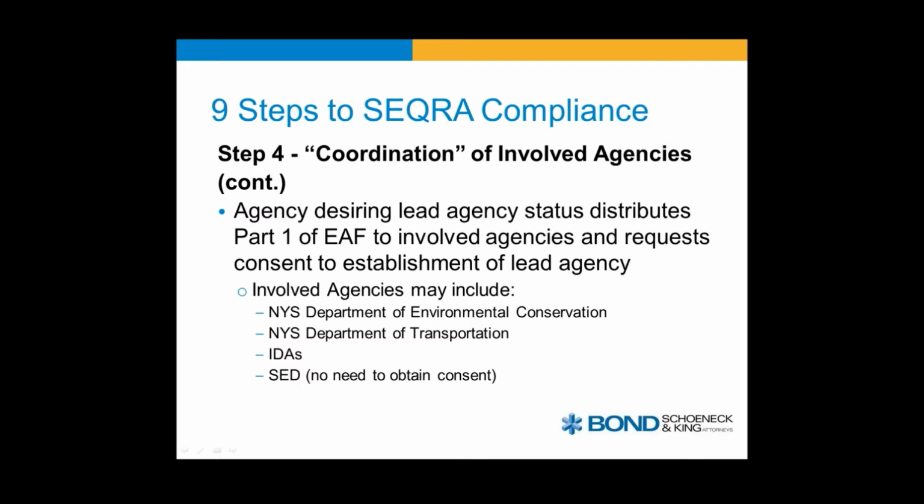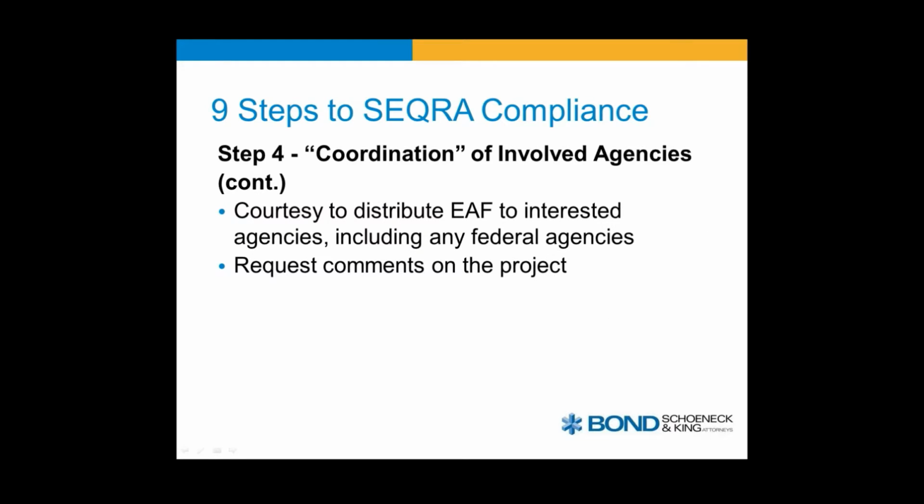And so this is the process that I just discussed. The agency desiring to act as lead agency distributes Part 1 of the EAF to the involved agencies and requests consent. Typical involved agencies often include the DEC, the Department of Transportation, IDAs. If you're a school district, then SED is an involved agency, but they've issued guidance that has basically already transferred lead agency authority onto each of the specific school districts, so there's no need to obtain consent from SED before moving forward as a lead agency on a school district project. And again, if there's no objection received within 30 days, then that agency is good to go as the lead agency.